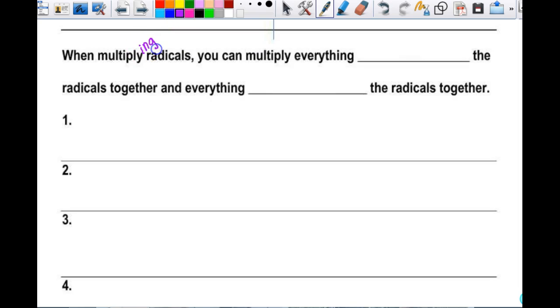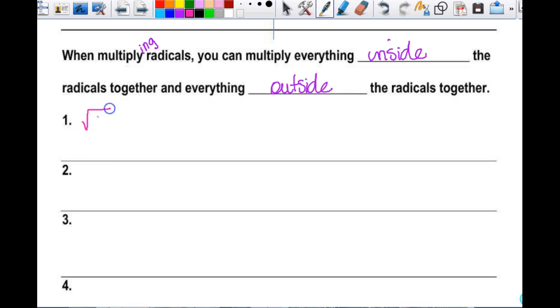Multiplying radicals, you can multiply everything inside the radicals together and everything outside the radicals together, but they do not get along well. You cannot mix and match, all right? So we are going to do a few different examples of what can come up and how you handle this multiplying of them, because we have to be able to simplify them. We also have to be able to multiply them.